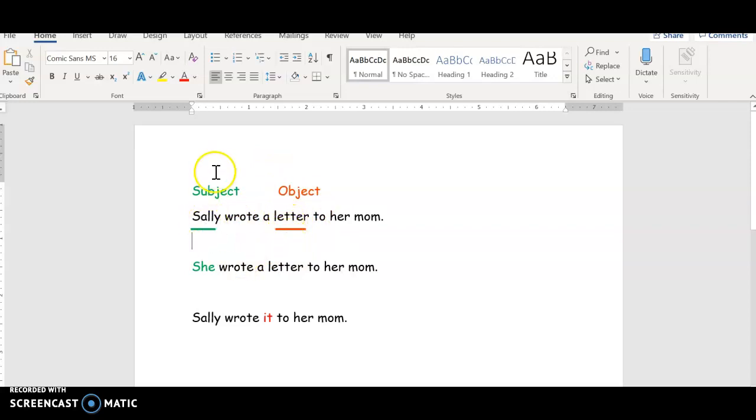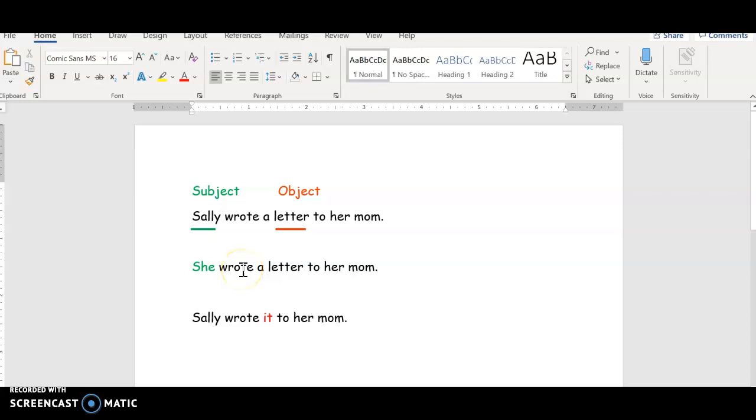If I take my subject and put a pronoun in for it, if you remember, a pronoun is a word that replaces your noun. I take Sally out. If it was, say, Jack, you would put he. Because it's a she, it's a girl, we put she. She wrote a letter to her mom. Because I took my subject and put in a pronoun, I call this pronoun a subject pronoun. Another thing to realize for a subject pronoun is that it always comes before your verb.